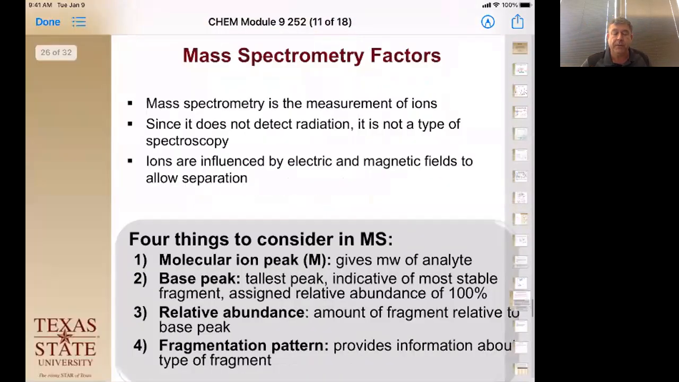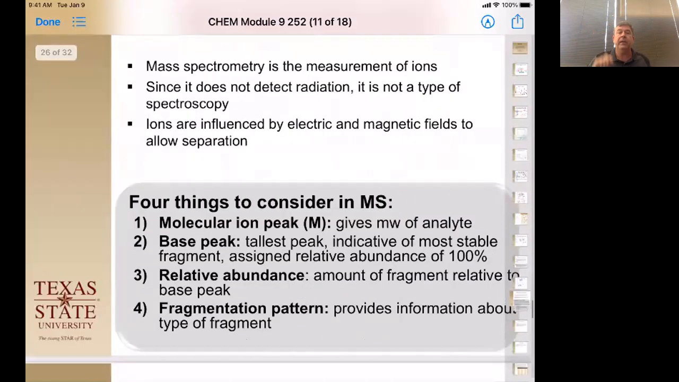So in mass spectrometry, we have four things we want to consider, okay? The first is the molecular ion peak. It's generally the highest molecular weight peak you see on your spectrum. The second thing we see is the base peak. The base peak is actually the tallest peak, okay? And we usually give it the relative abundance of 100%. The molecular peak is rarely the base peak.